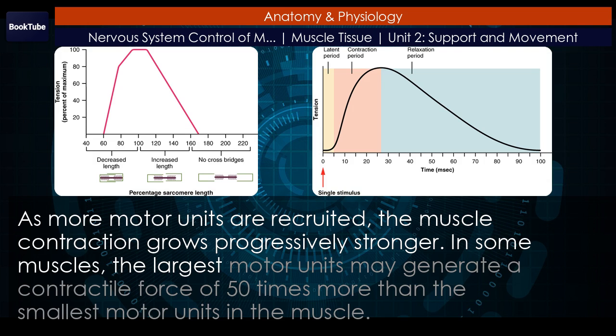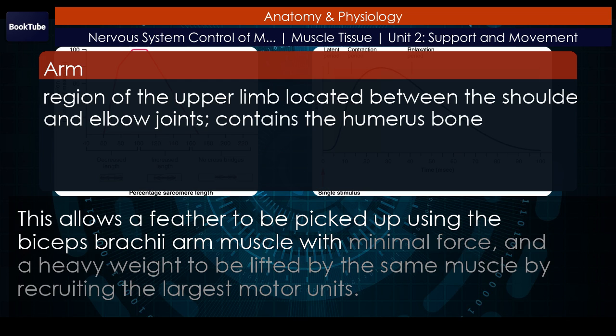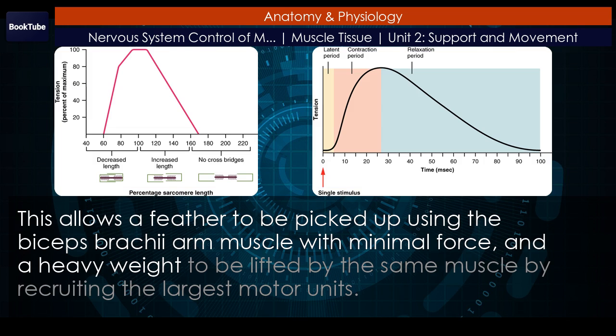In some muscles, the largest motor units may generate a contractile force 50 times more than the smallest motor units in the muscle. This allows a feather to be picked up using the biceps brachii arm muscle with minimal force, and a heavy weight to be lifted by the same muscle by recruiting the largest motor units.